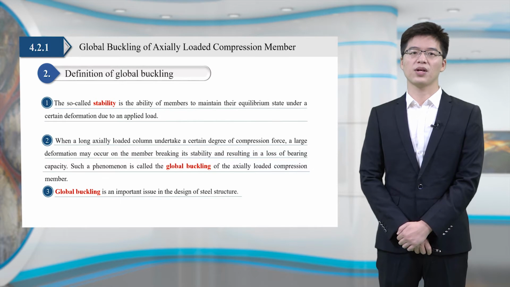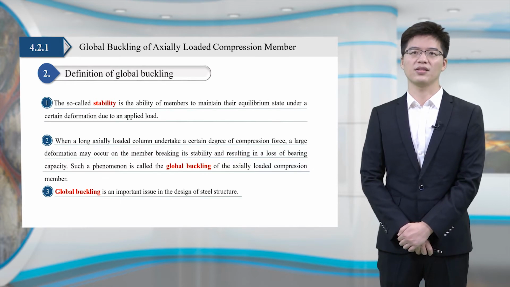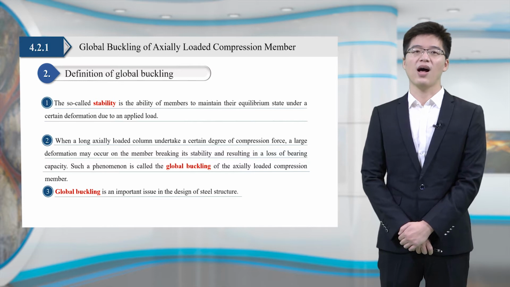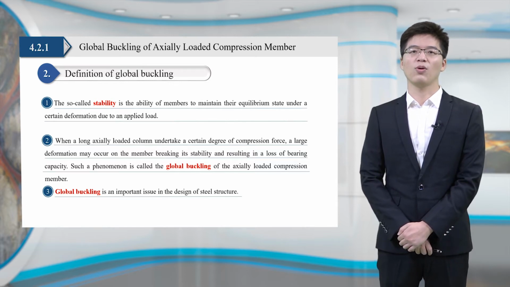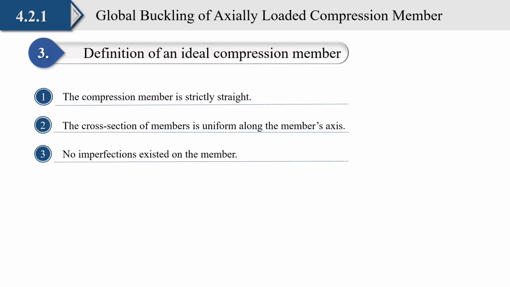Since the strength of structural steel is high and the plates used to make up the steel components are thin and weak, the steel structure members are easy to lose their stability. Therefore, global buckling is an important issue in the design of a steel structure. For an axially loaded compression member, we can first discuss the global buckling of an ideal compression member. Then, based on the results obtained from the ideal compression member, we can derive the design methods for a real axially loaded compression member in practical engineering.